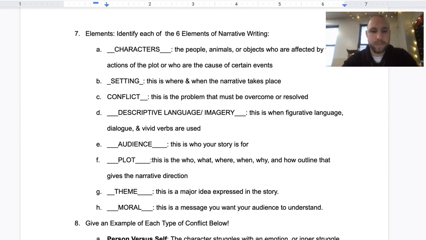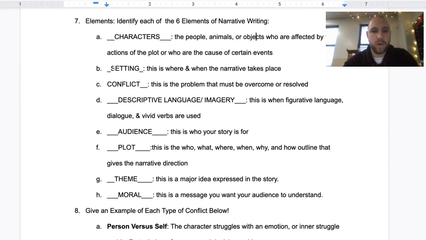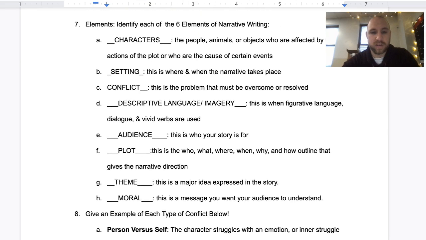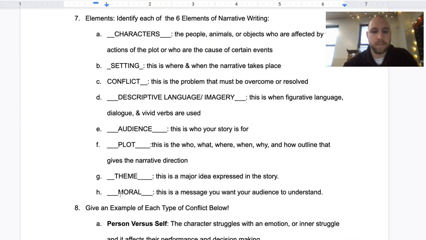These 7 elements here: we have characters, who are the people, animals, or objects who are affected by the plot. We have the setting, which is where and when the story takes place. The conflict, which we said is the problem that must be overcome. Descriptive language or imagery, this is when we use figurative language, dialogue, and vivid verbs. Audience, that's who your story is for. Theme, a major idea expressed in the story, and moral.